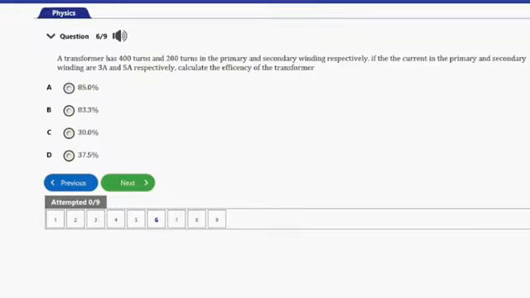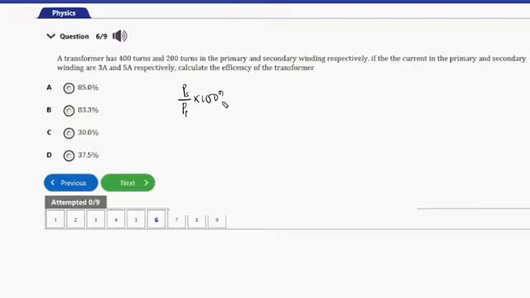That's question number 6 here. It says, a transformer has 400 turns and 200 turns in the primary and secondary winding respectively. If the currents in the primary and secondary windings are 3 amps and 5 amps respectively, calculate the efficiency of the transformer. Let's go ahead and solve this together. Let's recall that the efficiency is the power of the secondary over the power of the primary times 100%.